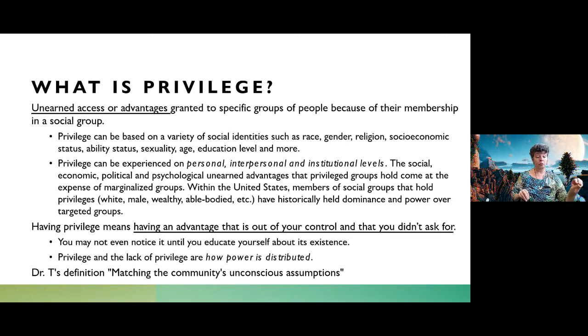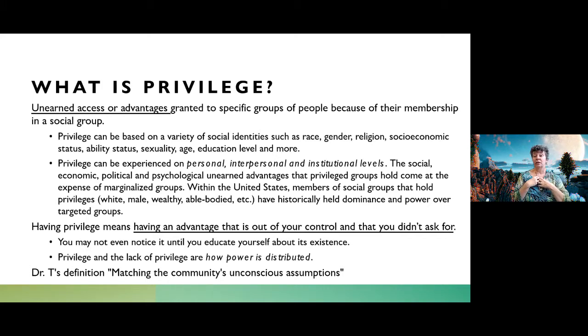So within the US, members of social groups that hold privilege, and by and large, in the US, this is white, this is male, this is wealthy, this is able-bodied, those groups typically then hold dominance and power over other groups. Now, because privilege is unearned, you may not notice you have it until you start learning about privilege, right? So this is what you're doing. You're learning about privilege. This is key stuff for you. Privilege and lack of privilege are about how power is distributed in our society.